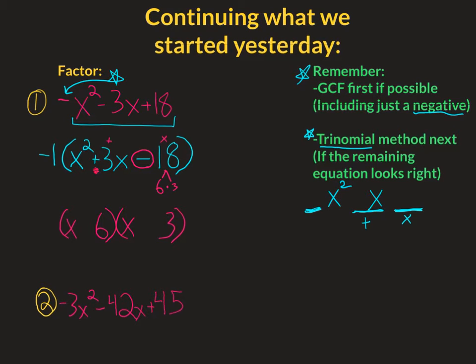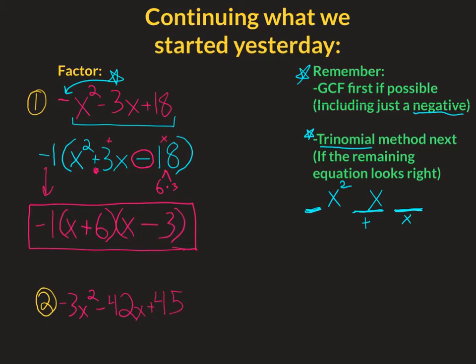And since they're adding to a positive 3, the bigger number, the 6, needs to also be positive to make the addition work. So there we go. And then last, don't forget that negative 1 we factored out. So that is a factored quadratic, all the way factored down.